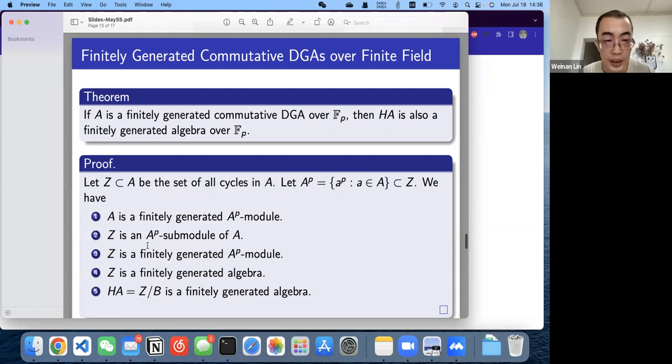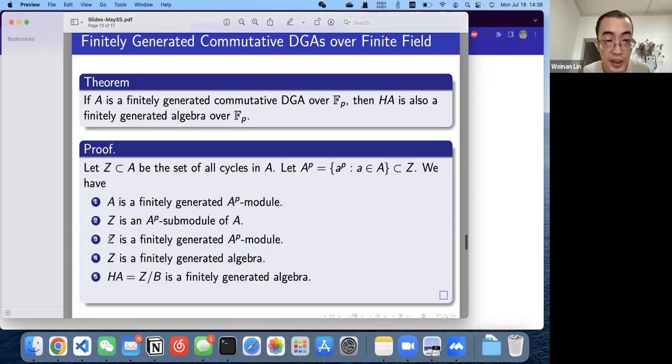This is kind of useful, but it's also complicated, because the dimension of a submodule of a finite module can be bigger than that of another module. But we have the theorem that it's finitely generated. It's guaranteed. So now we know the cycles is a finitely generated A^P module. Then of course the cycles itself is a finitely generated algebra. I mean, it's a finitely generated module over a finitely generated algebra, and therefore as an algebra itself, it's finitely generated. Okay, and now we are done.